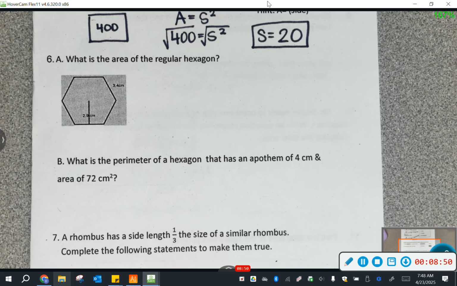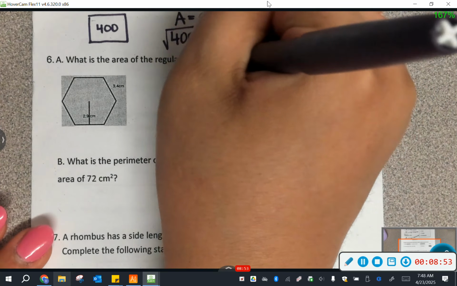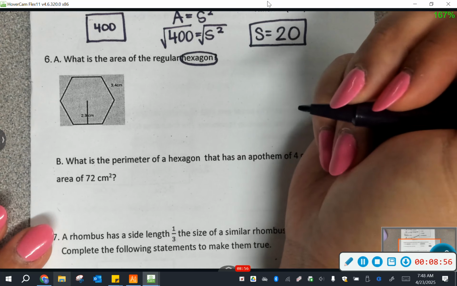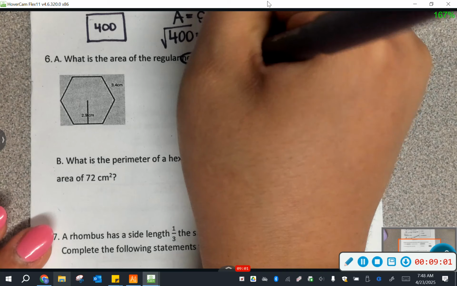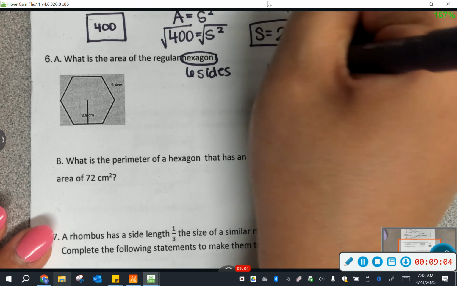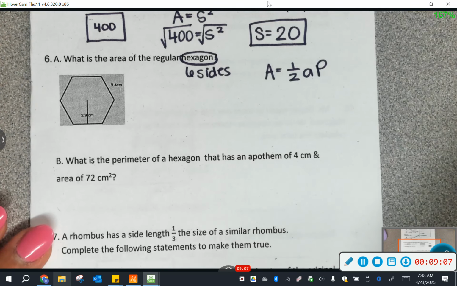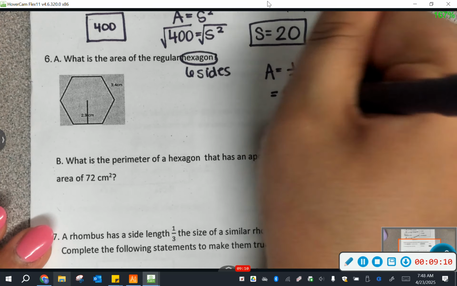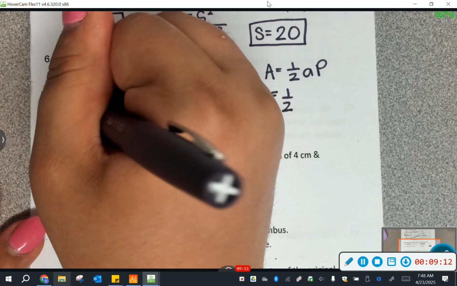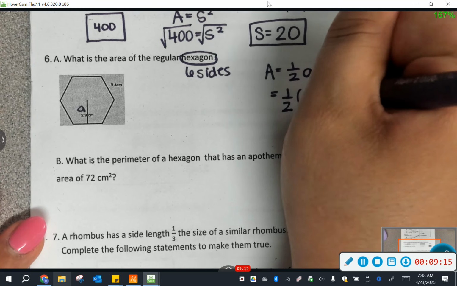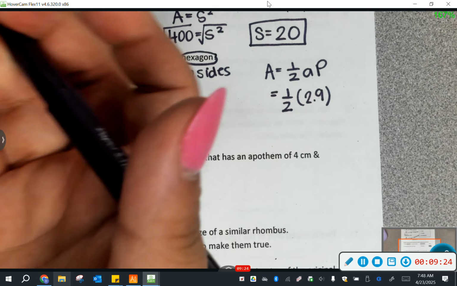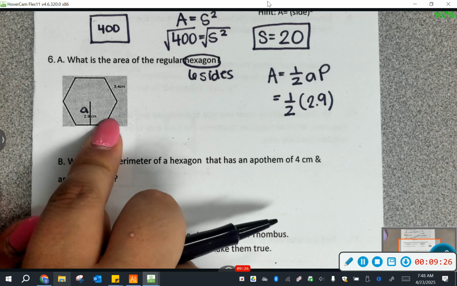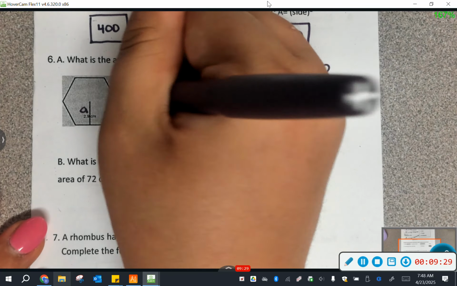What is the area of the regular hexagon? What do I know about a hexagon? It has 6 sides, and the area formula is 1/2 little a p. Do I know my little a? My apothem is 2.9. Do I know my p? I cannot look at this and know my p right off the bat, but can I go find it? How do I find perimeter?